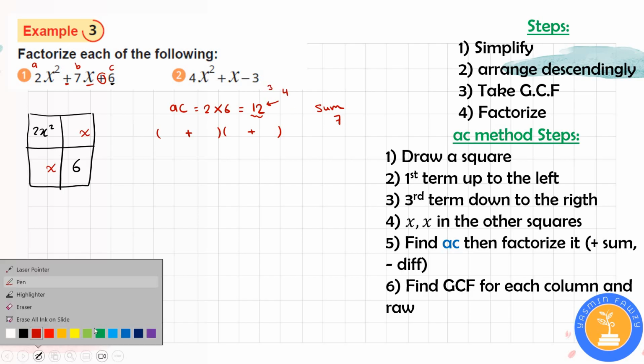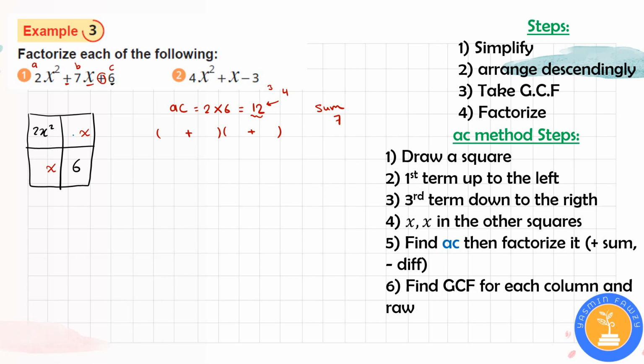Where can I put the 3 and 4? We can put them here beside the x, wherever you want, 3 here or 4 here. So let's put 3 here and 4 here. I want you to observe this square closely. This is the first term, and this is the last term. And 4x plus 3x is 7x, so we decomposed the middle term. We didn't change anything in the problem.